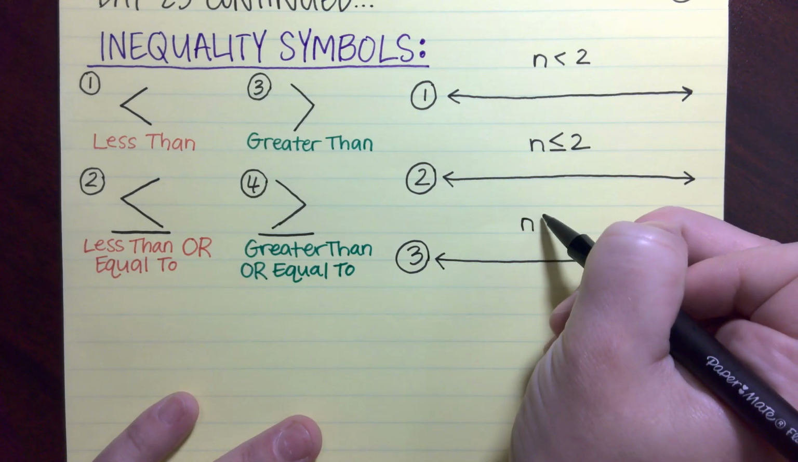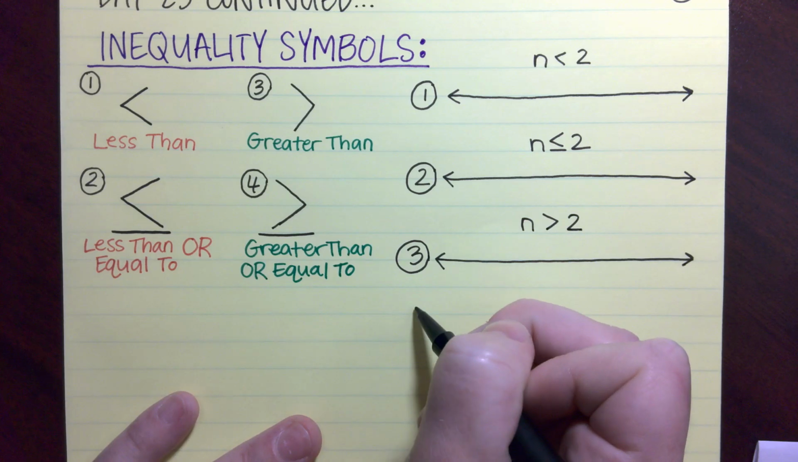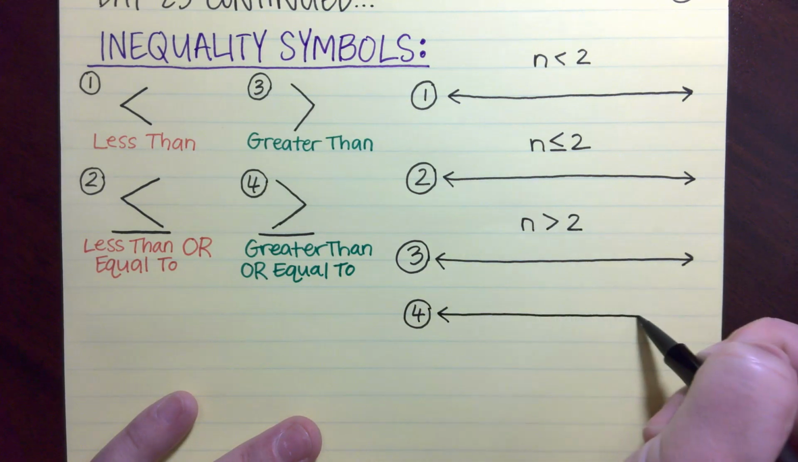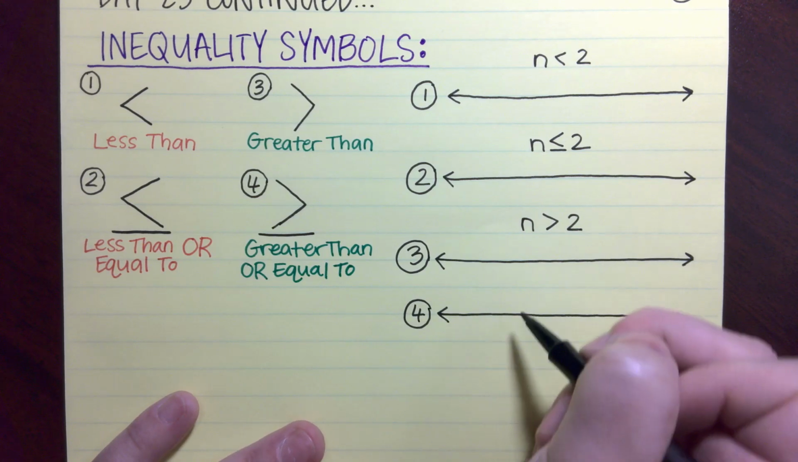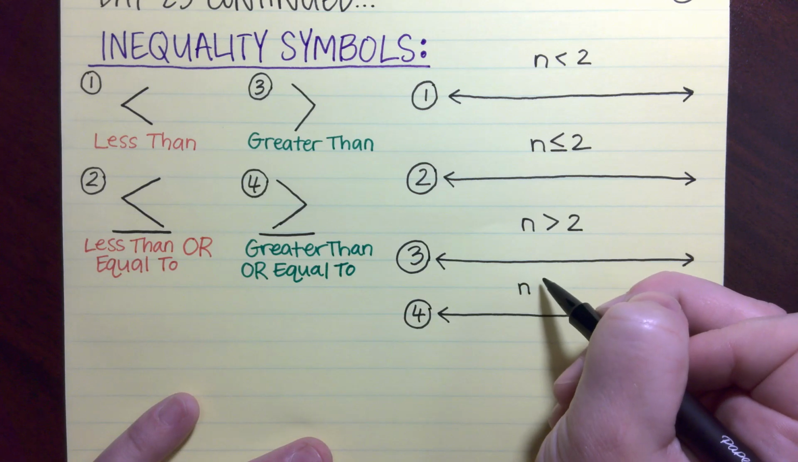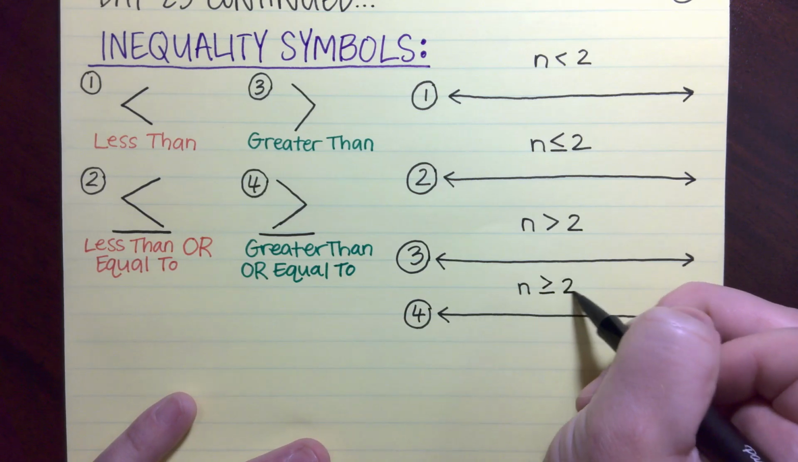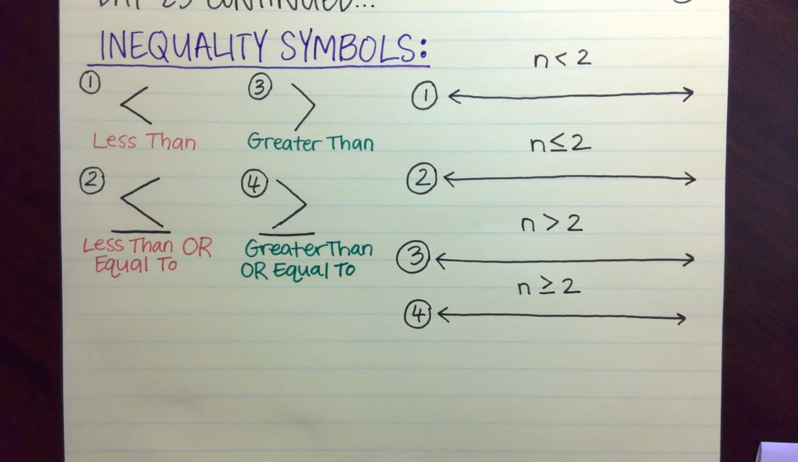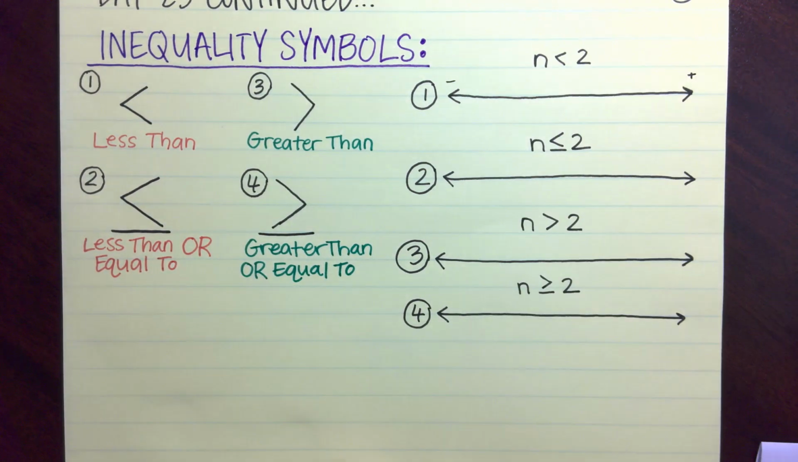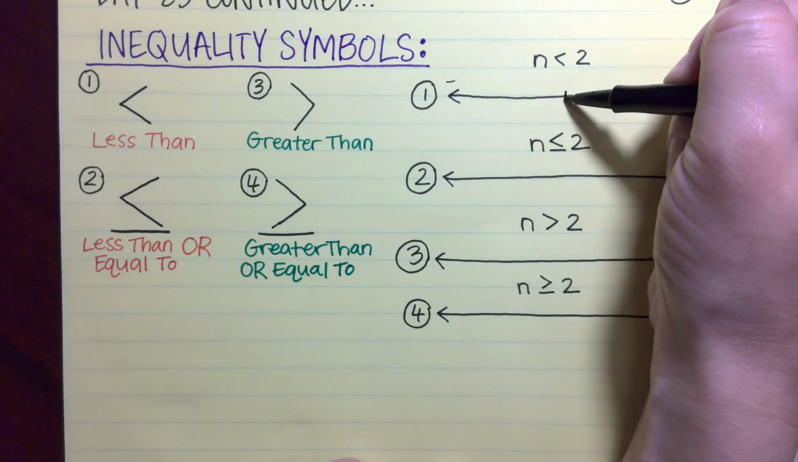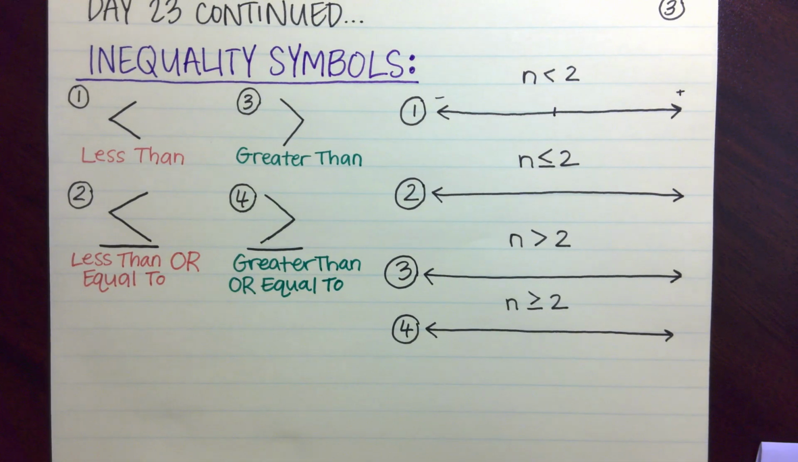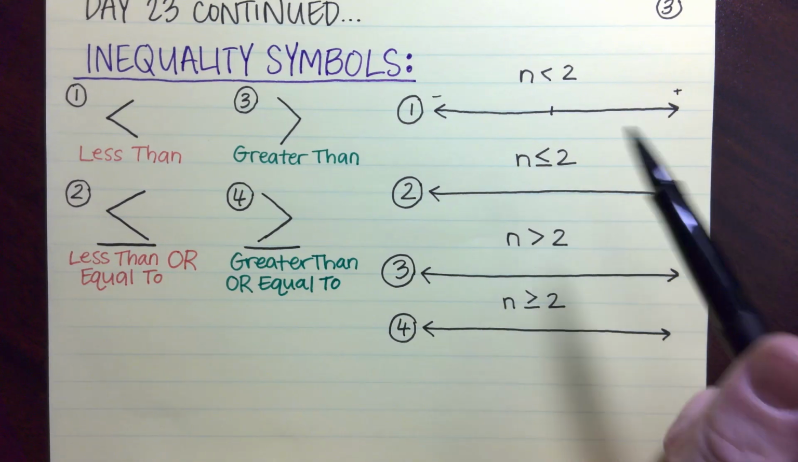N is greater than 2 and 4. Oh man, I drew that one too close. That's all right. N is greater than or equal to 2. All right, so I'm going to put my little plus and minus on number 1 and my tick mark. So let's look at number 1. If you haven't finished drawing all 4, that's okay. I'll give you time in between. But let's look at number 1.